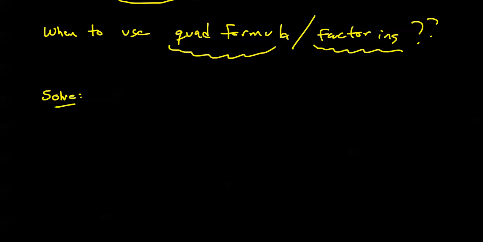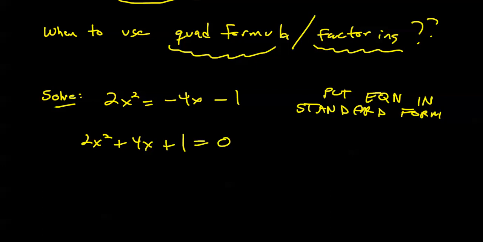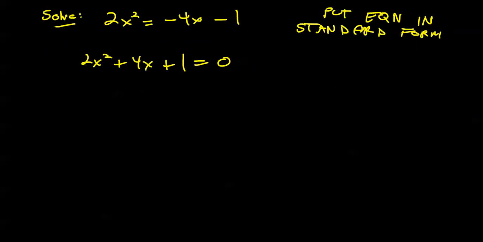Let's try another one here. Solve. This one's a little harder: 2x squared equals minus 4x minus 1. First thing we've got to do is get it in standard form. Put your equation in standard form. Here I'll just add 4x to both sides and add 1 to both sides, and that's easy enough. I'll save you the effort. This is a prime polynomial on the left-hand side, so we're going to have to use the quadratic formula.